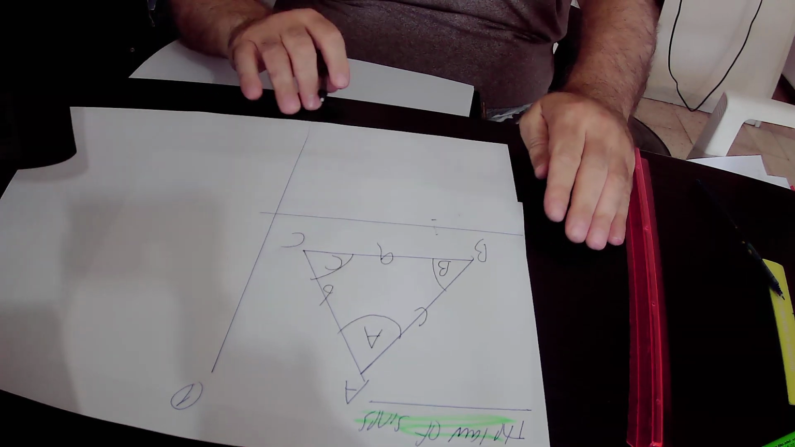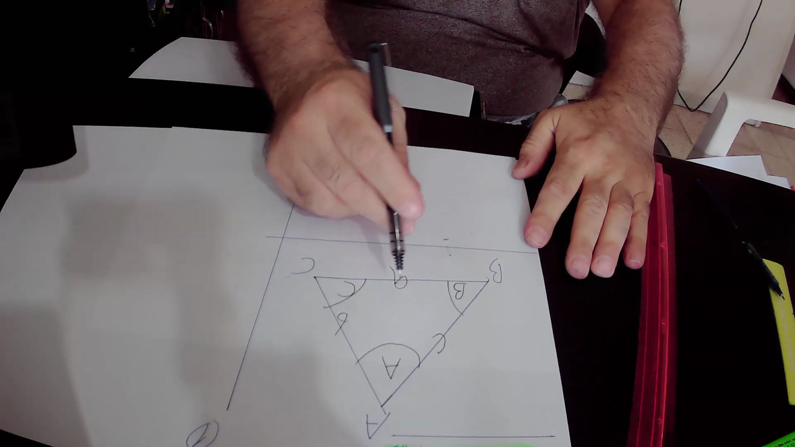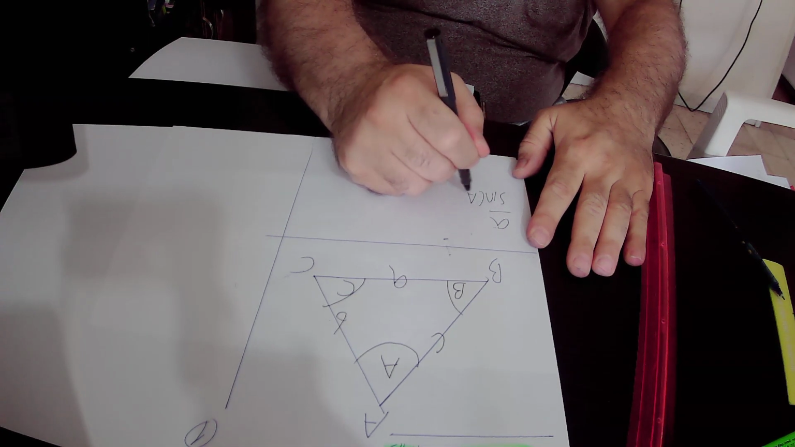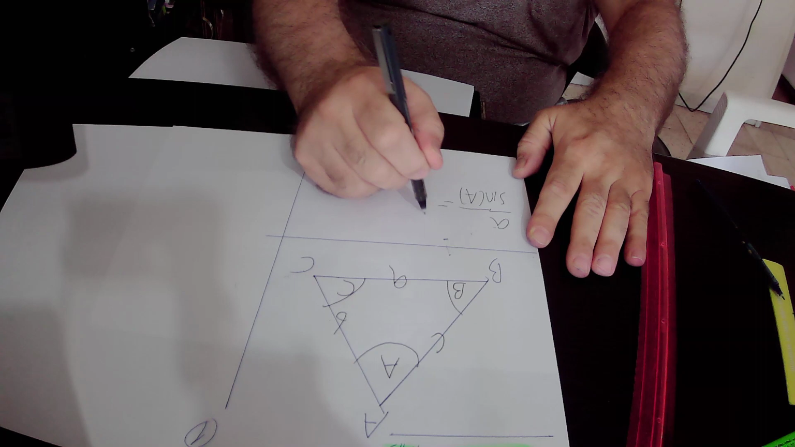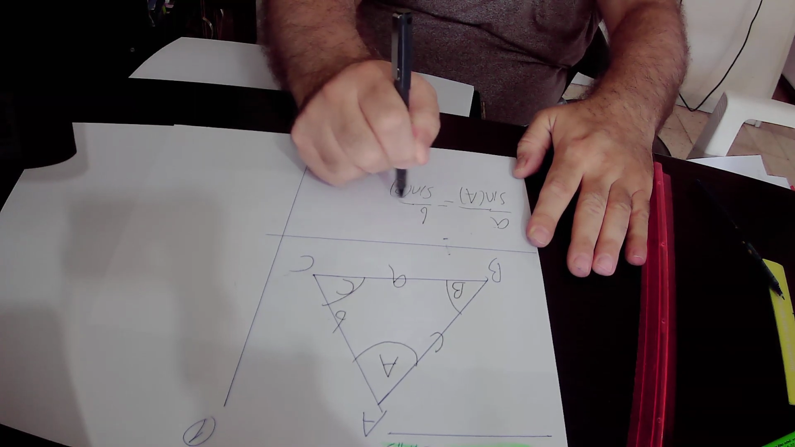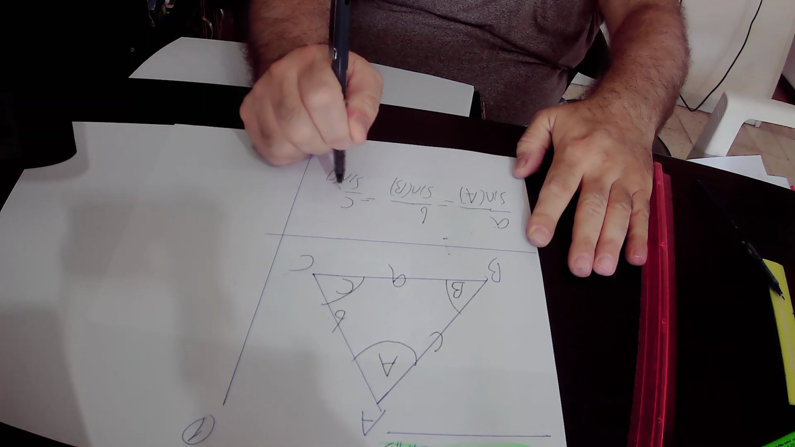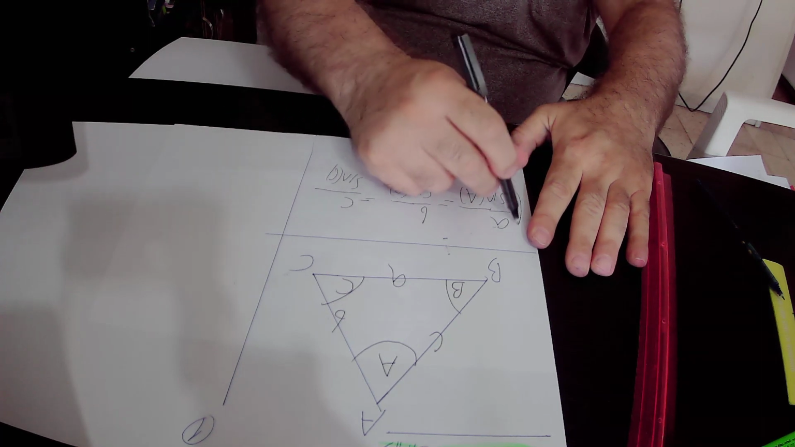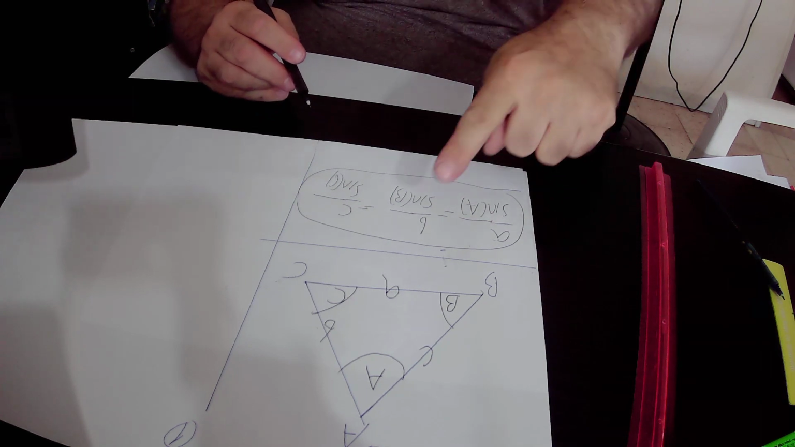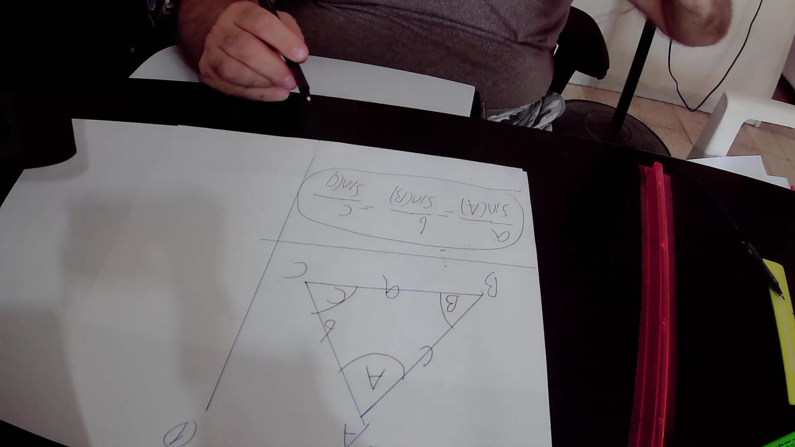In this triangle ABC, according to the law of sines, you get that A over sine A equals B over sine B equals C over sine C. Repeat again, in this triangle ABC, that could be any triangle, A over sine A equals B over sine B equals C over sine C.